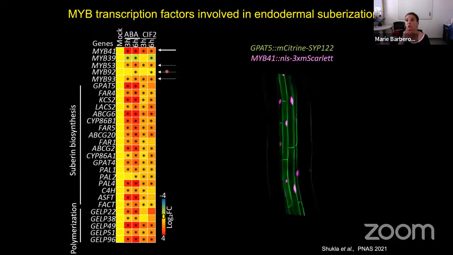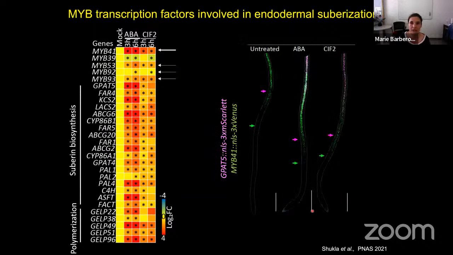Very quickly, we could have some comfort in our project because we could see that the MYB41 promoter is active in the same cells as the ones that make suberin. So here in purple, you have the MYB41 promoter activity, and in green, you have GPAT5 for suberin biosynthesis, and we have a perfect co-expression. If we look along the root, actually, it's slightly more distant.